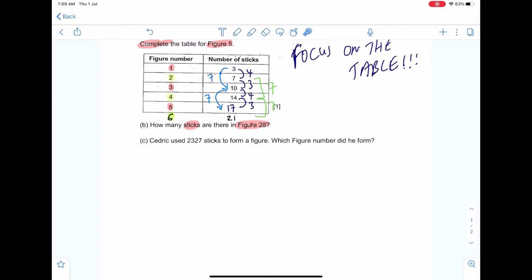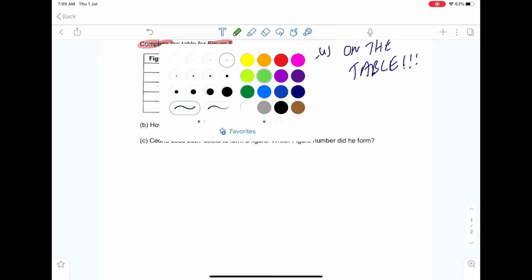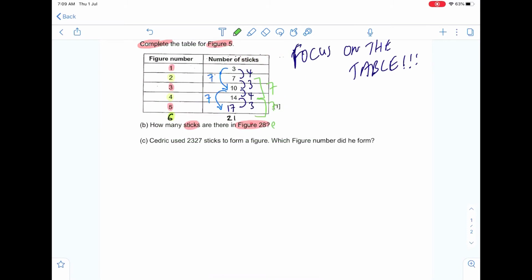Alright, so the question is this: how many sticks are there in figure 28? Now 28 is an even figure, so this is very important because with that it allows us to add multiples of 7 in order to reach figure 28's number of sticks. Okay, so for part B, how do we do it?